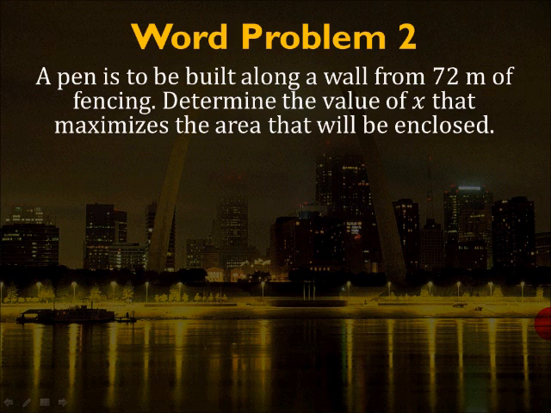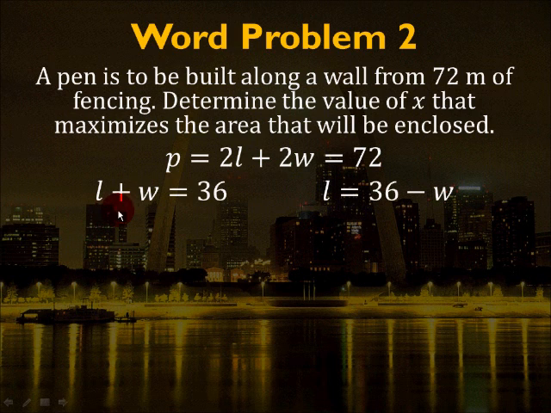A pen is to be built along a wall from 72 meters of fencing. Determine the value of x that maximizes the area that will be enclosed. So, let's do this. You have a perimeter of a fence. 2 times the length plus 2 times the width is going to be 72 because that represents how long our fencing is. We're trying to build a rectangle. So 2L plus 2W equals 72. Now you will notice that you can simplify this. So L plus W then equals 36 if you divide every term by 2.